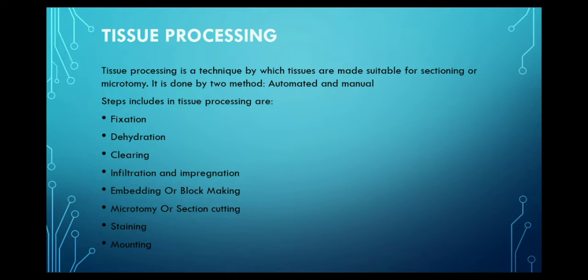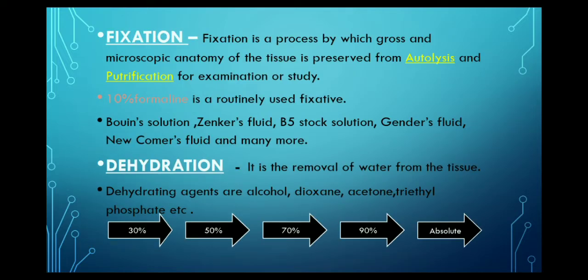For automatic tissue processing, there is a machine, the automated tissue processor, also known as ATP, and the manual tissue processing includes following steps. So the steps included in tissue processing are: first is fixation, second is dehydration, third clearing, fourth infiltration and impregnation, fifth embedding or block making, sixth microtomy or section cutting, seventh staining, and the eighth one is mounting. So the first and important one is fixation.